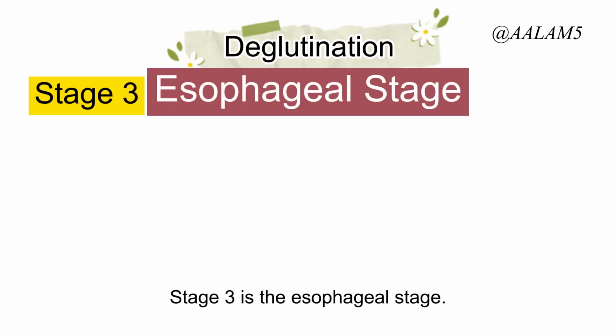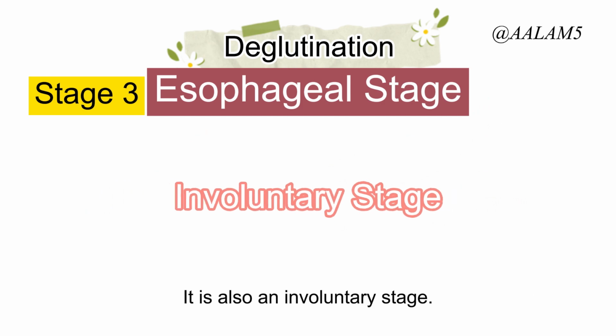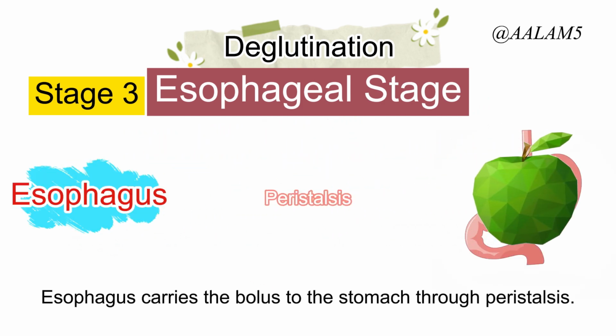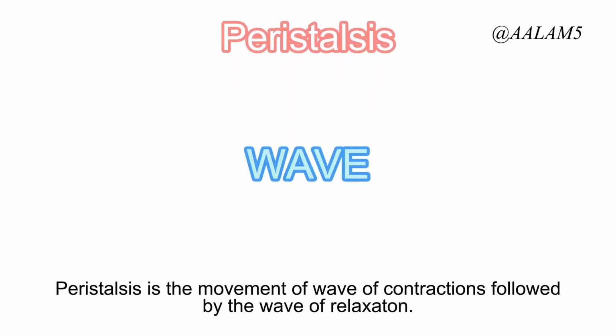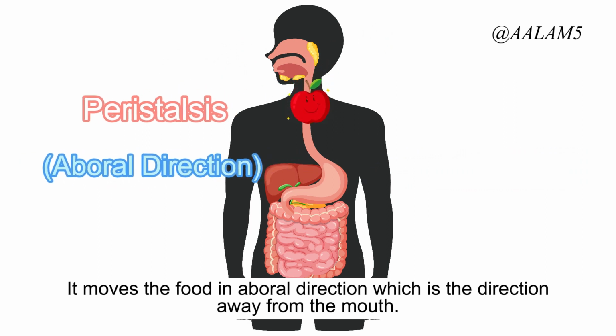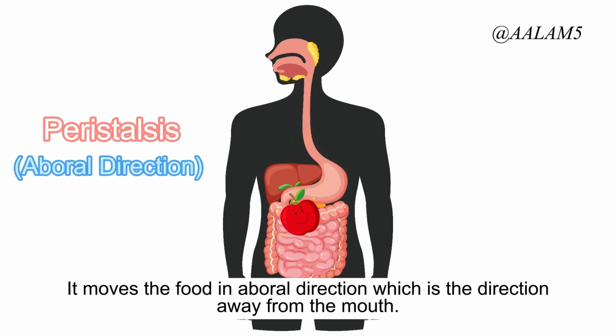Stage 3 is the esophageal stage. It is also an involuntary stage. The esophagus carries the bolus to the stomach through peristalsis. Peristalsis is the movement of a wave of contractions followed by a wave of relaxation. It moves the food in the aboral direction, which is the direction away from the mouth.